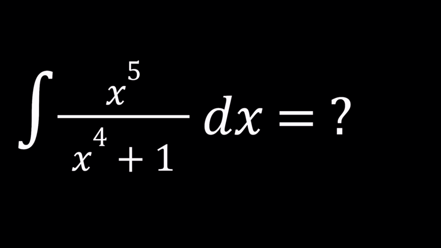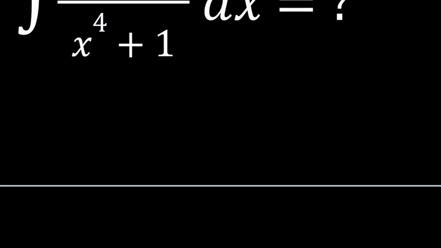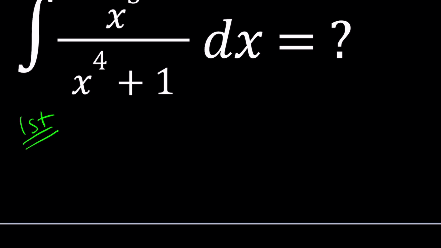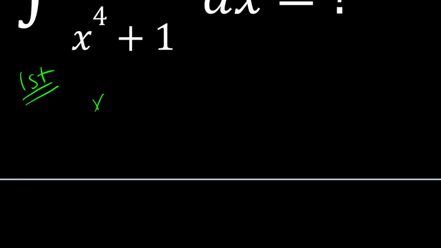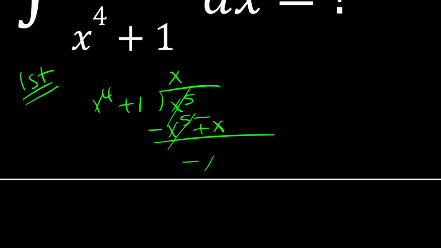And I'll be presenting two methods. Let's start with the first one, because the first one is not my favorite, but you get to decide which method you like better. So first, I'm going to go ahead and do the polynomial division. If I divide x to the fourth plus 1 into x to the fifth, x to the fourth goes into x to the fifth x times. If I distribute, I get x to the fifth plus x. Negate and add, you're going to get minus x as a remainder, and x will be the quotient.